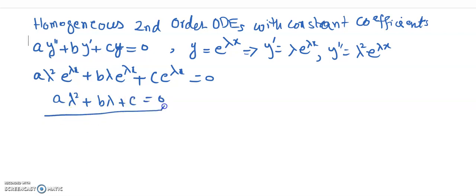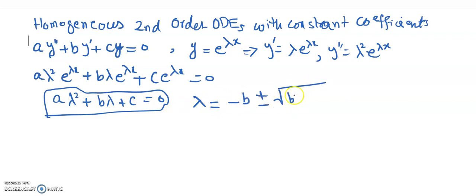And then we know that this is a quadratic equation in lambda, and we know the formula for the quadratic equation. So the value of lambda will be given by minus b plus minus under square root b square minus 4ac over 2a. So we will get two values of lambda, lambda 1 and lambda 2. So accordingly we will have two solutions of this equation.